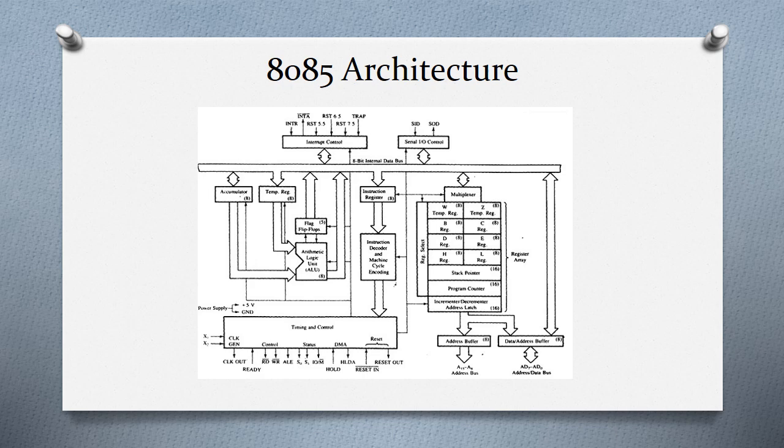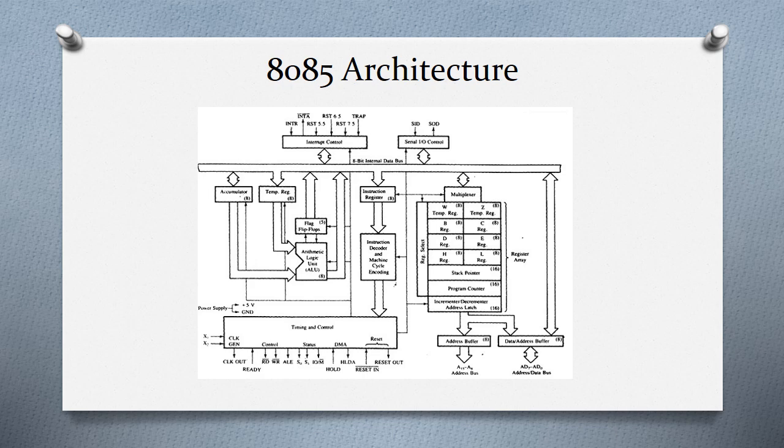Going into the architecture of the 8085 processor, which is said to be an 8-bit processor. This is a famous 8-bit processor. So what does it mean? It can process 8 bits at a time. It has 16 address lines and 8 data lines. The lower order address lines and the data lines are multiplexed together.